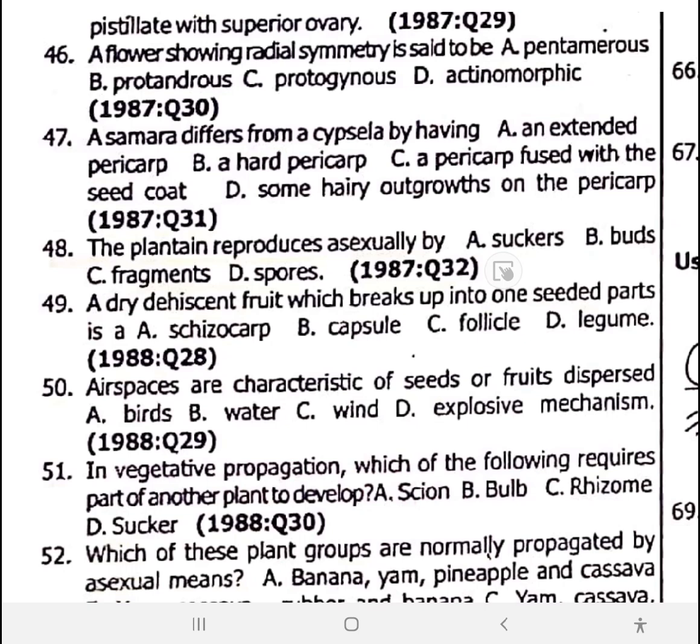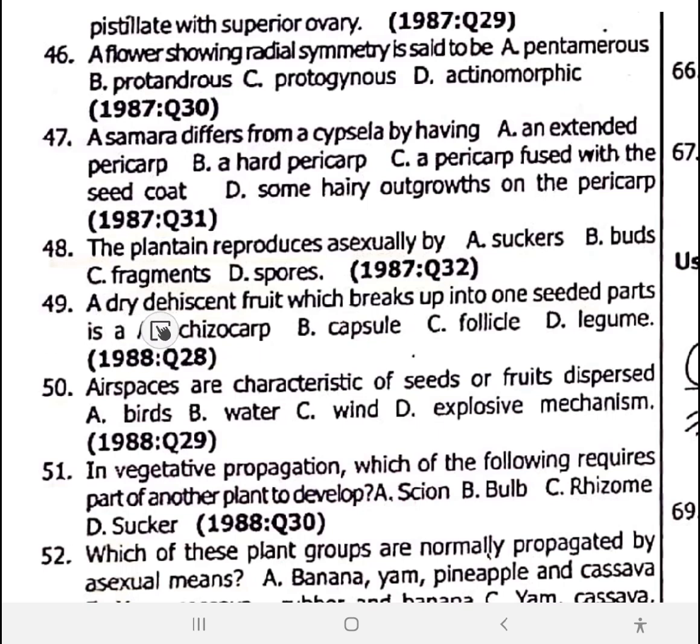Rhizome is R-H-I-Z-O-M-E. Next, elephant grass or passion flower equals stolon. Stolon is S-T-O-L-O-N. Next, onion equals bulb. Next, yam or Irish potato equals stem tuber. We've touched that one before. And lastly, garlic or pineapples equals bulbils. Bulbils is B-U-L-B-I-L-S. So 48 is option A, suckers.